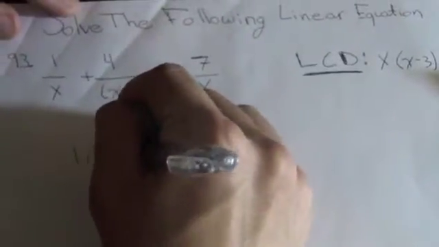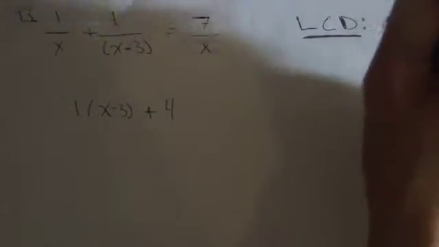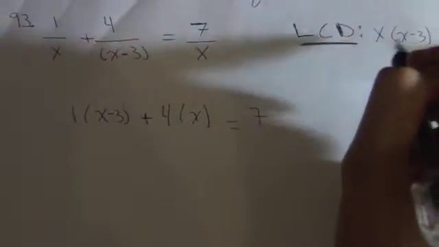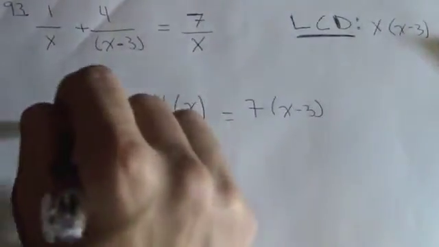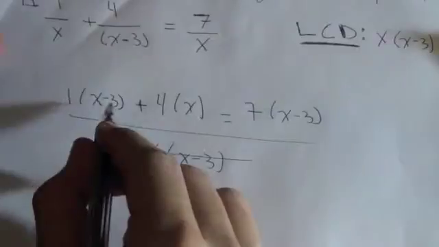So it would be 1 times x minus 3. You only multiply it by x minus 3 because you already have x right here. Then you skip to the next one, and it would be plus 4, and you will only multiply it by x since you already have x minus 3. And it would equal 7 times x minus 3 since you have x right here. Once you have the least common denominator, you can cross it out since they all have the same one. And the only thing you will have left is this.